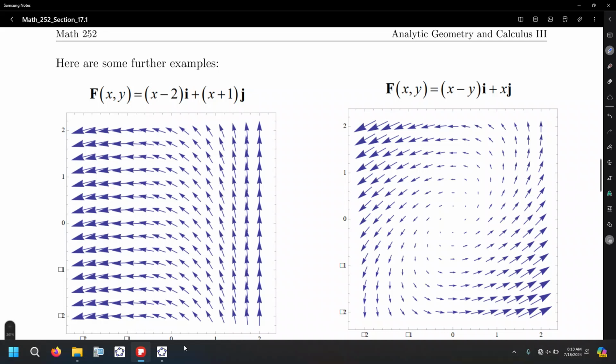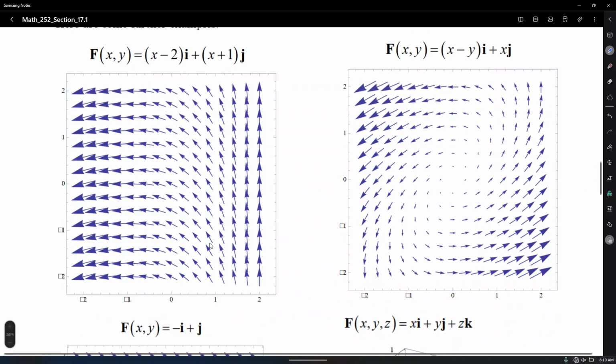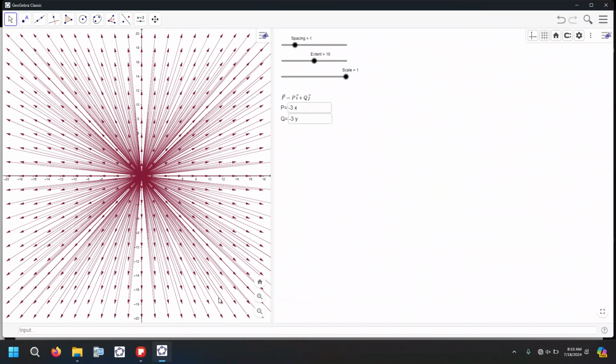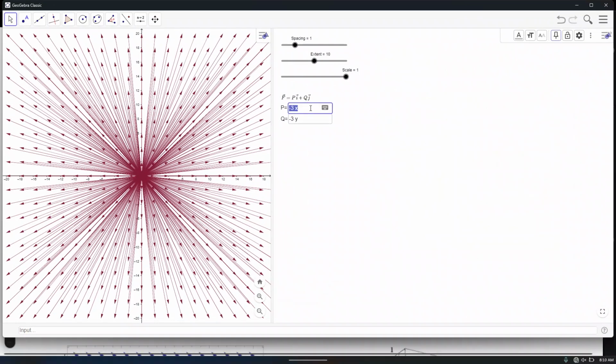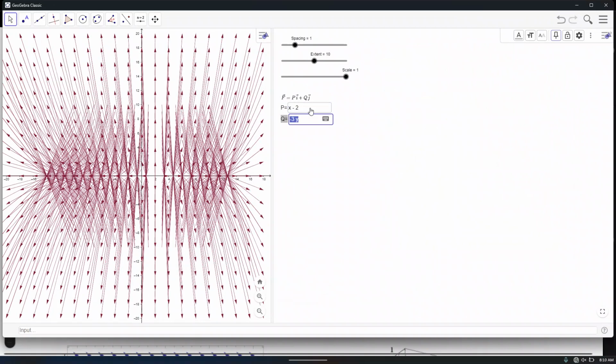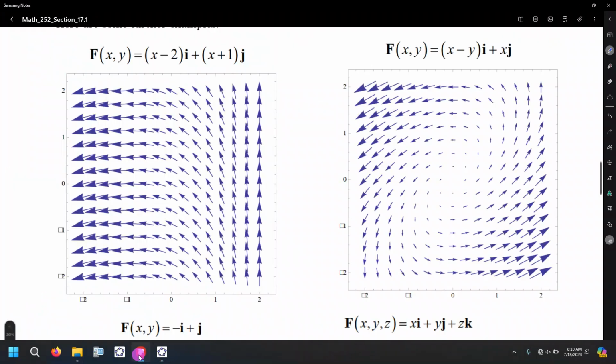We're going to look at the 3D ones in a few minutes maybe. And you can play with your functions here. For instance, x minus 2, x plus 1. Let's reproduce this one. x minus 2. And what was that? x plus 1.